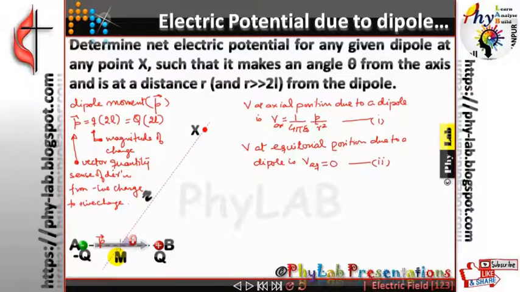I'm resolving P, so this will become my P cos theta. I've resolved P into its component. Now this component happens to be P cos theta. Now this P cos theta can be considered as the dipole moment of another dipole A1 B1.